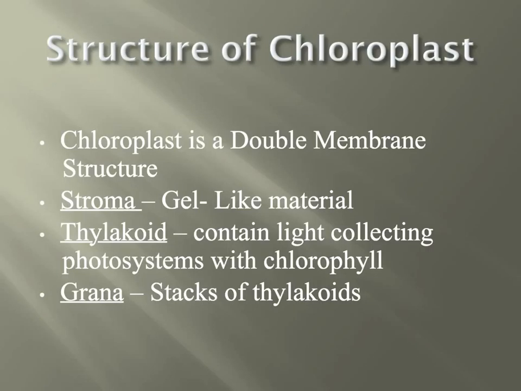So let's take a closer look at how the structure of the chloroplast helps in photosynthesis. The chloroplast itself is a double membrane structure, meaning it has two membranes that surround the outermost edges. Inside of the chloroplast are three parts. The stroma, it's a jelly-like material, and then you have thylakoids, which are light-collecting photosystems that contain chlorophyll, and then you've got stacks of thylakoids, which is called grana or granum.